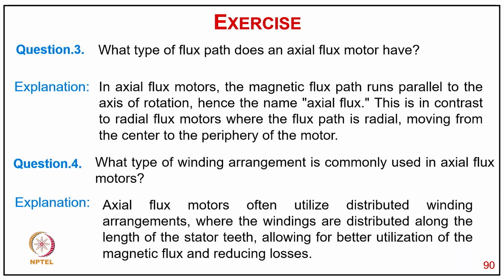Question 3: what type of flux path does an axial flux motor have? In an axial flux motor, the magnetic flux path runs parallel to the axis of rotation, hence the name axial flux. This is in contrast to the radial flux motor, where the flux path is radial, moving from the center to the periphery of the motor.